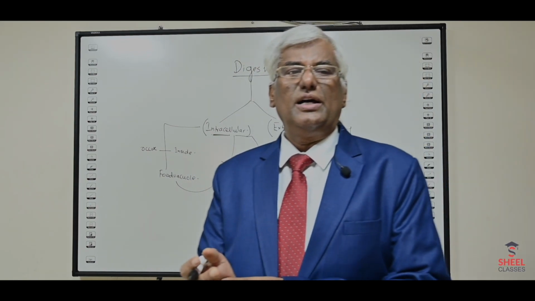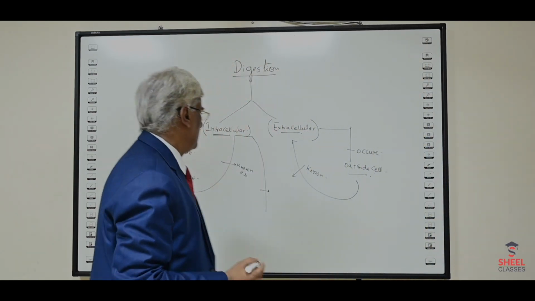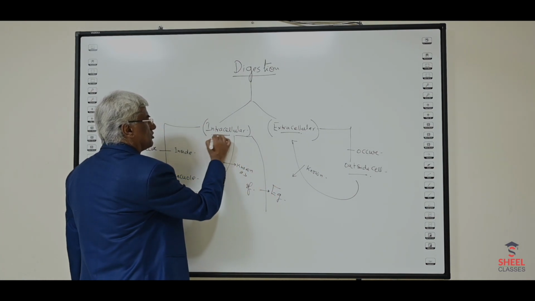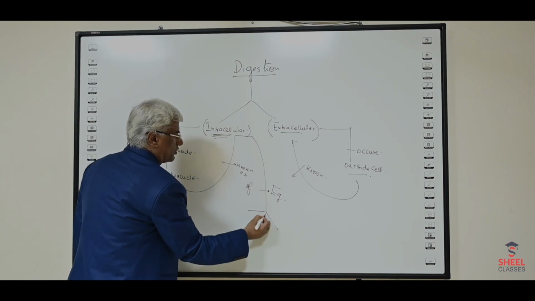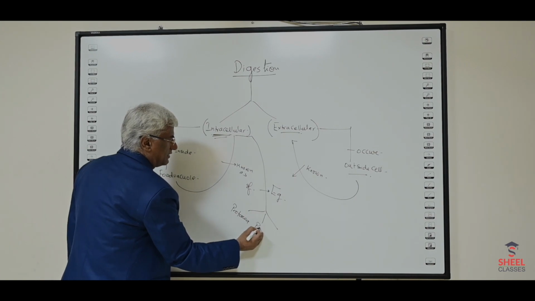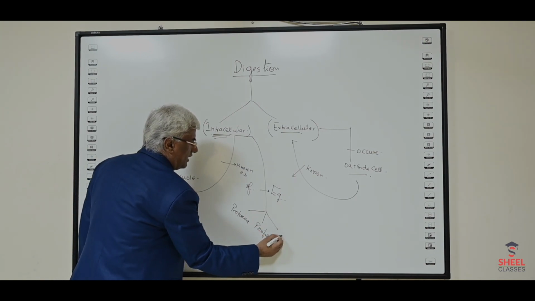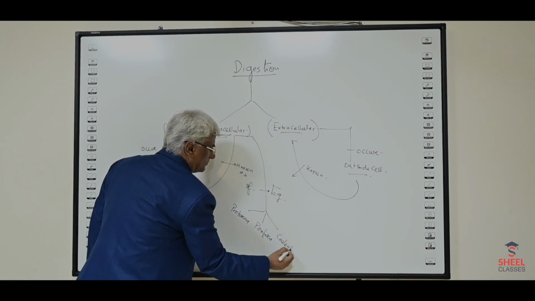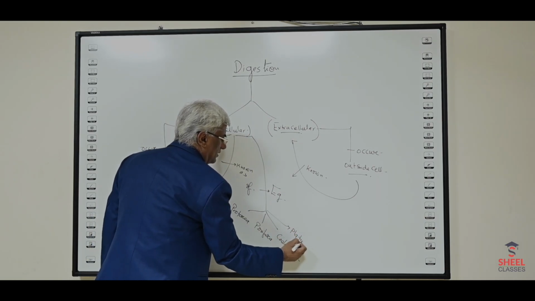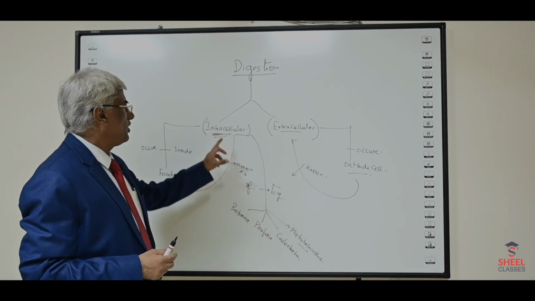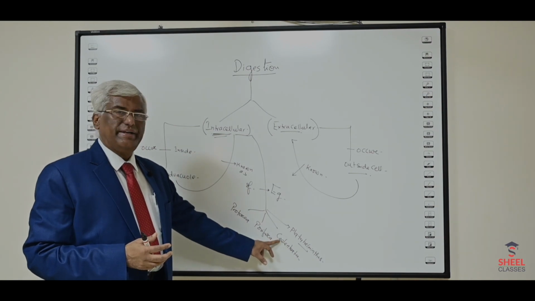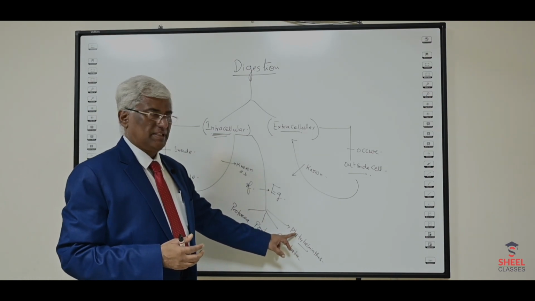Protozoa, porifera, coelenterata and platyhelminthes. The examples of intracellular digestion are protozoa, porifera, coelenterata and platyhelminthes.